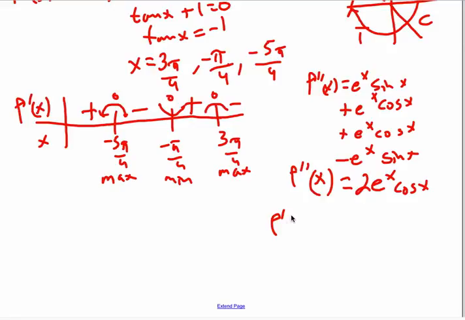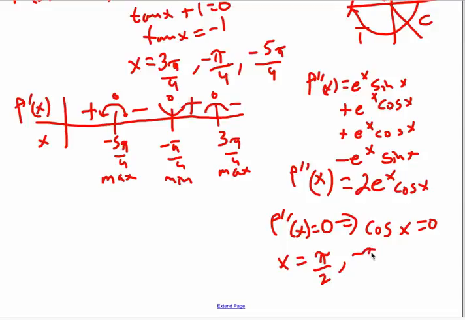Okay, so setting that equal to 0 to find our possible points of inflection, we get, now e to the x can never be 0, so we're just going to get cosine x equals 0. We have to solve that. So where does cosine x equals 0 between negative 4 and 4? That's going to be at pi over 2 and negative pi over 2.